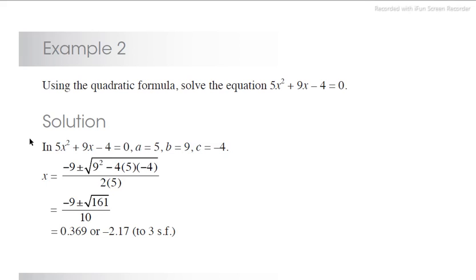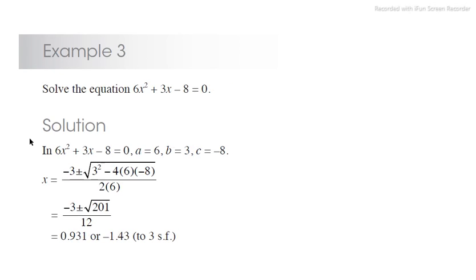Let us look at our next example. In example 3, we are told to solve the equation 6x squared plus 3x minus 8 equals 0. Still, we compare this with the general equation, which is ax squared plus bx plus c equals 0. And when comparing, we realize that 6 equals a, 3 is b, and negative 8 is c.